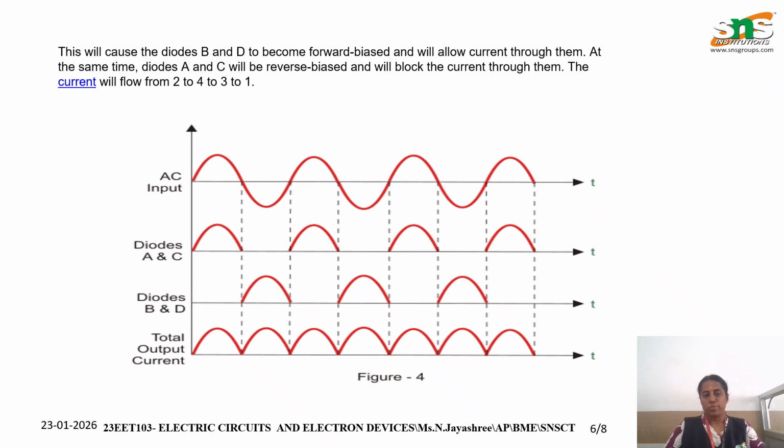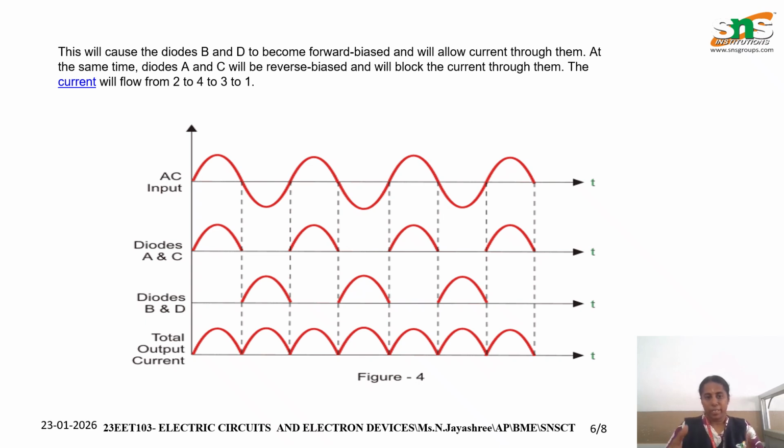Next is the output of diodes B and D. Here diodes B and D conduct only the negative half cycle of the input. For example, if the input is the positive half cycle, diodes A and C conduct. For the negative half cycle, diodes B and D conduct. Finally we get the output as continuous positive half cycles. This forms a constant DC output waveform. Thus it converts AC to DC with the help of four diodes.